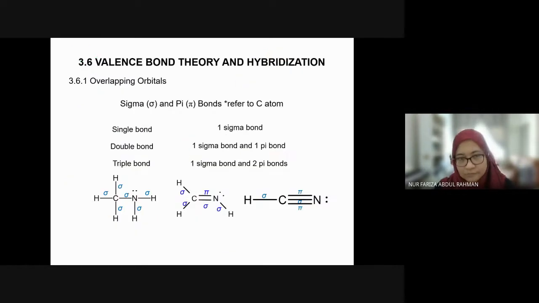Okay, alright. Okay, sigma and pi bond refers to carbon atom. So single bond, it will be sigma lah. So single bond, kalau dia between the two atoms form single bond, so that bond is called sigma bond.